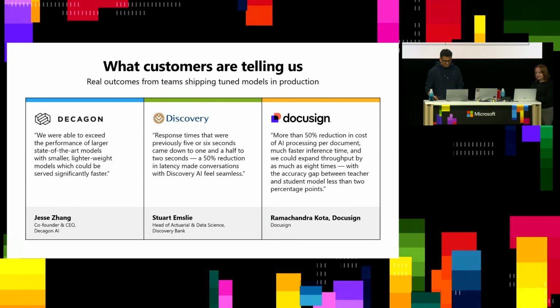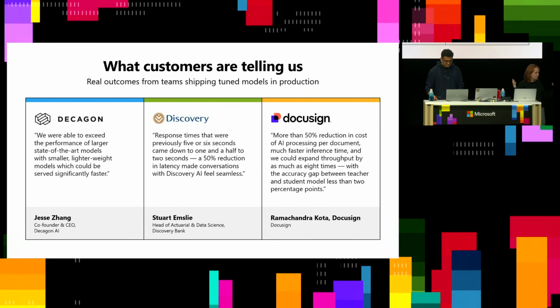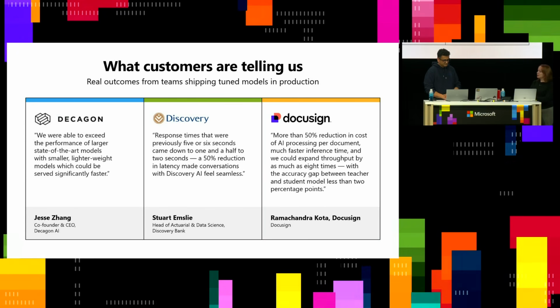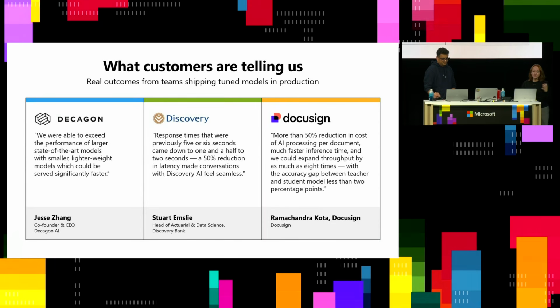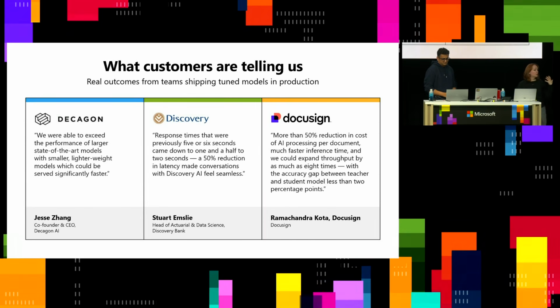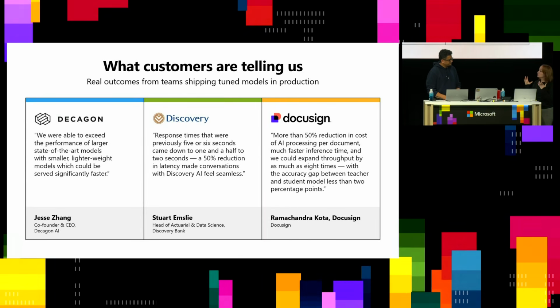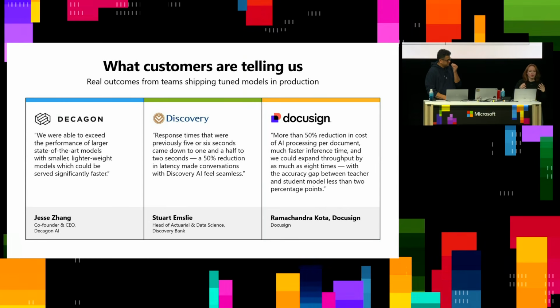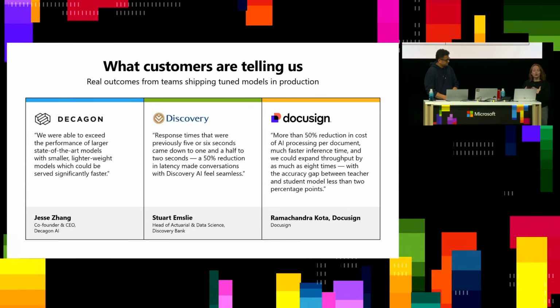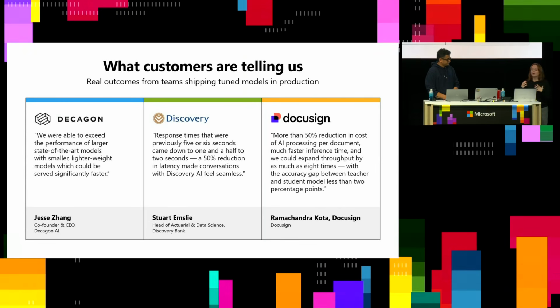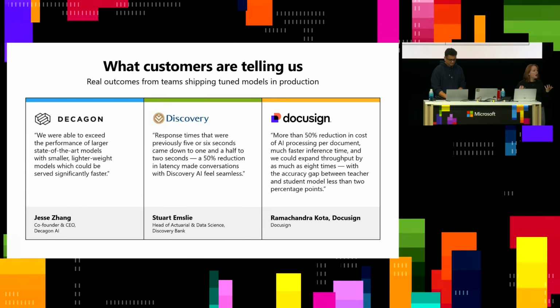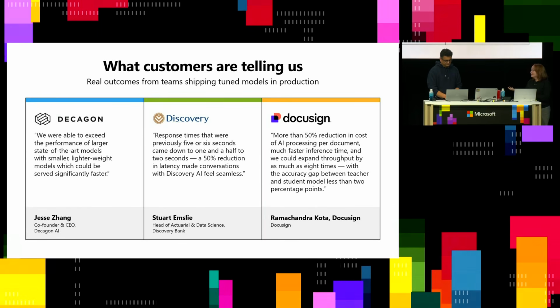And DocuSign is probably one of our biggest token customers. They were able to distill and see a 50% reduction in cost for AI document processing. So distillation, fine-tuning, reinforcement learning are really critical tools in the toolbox for making agents economically viable and delightful to use.